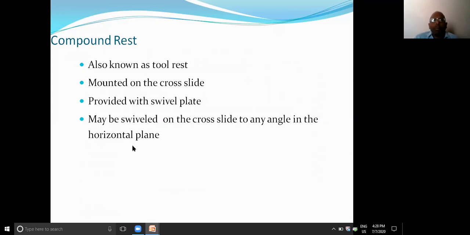So this particular compound rest may be swiveled on the cross slide to any angle in the horizontal plane. To any angle means the rotation of angle is restricted up to 90 degrees only. This compound rest is very essential in the production of taper turning operations, so that is the meaning of necessary in turning angles.